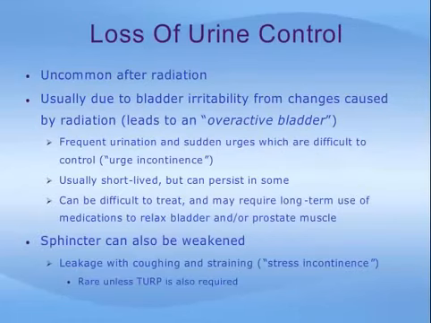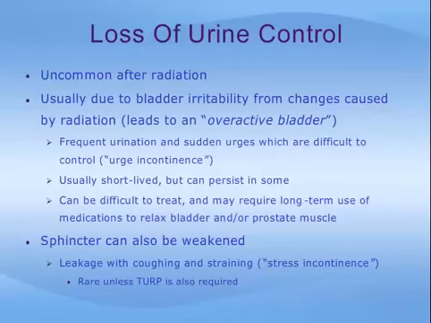Urine control problems after radiation therapy are different than those that might occur after surgery and are usually due to bladder irritability from the effects of radiation, causing what is called an overactive bladder. This results in frequent urination and sudden urges to urinate, which are often difficult to control and can lead to what is termed urge incontinence. While these symptoms are usually very short-lived, they can persist in a few men and can be difficult to treat. They may require the long-term use of medications to relax the bladder and/or prostate muscle.